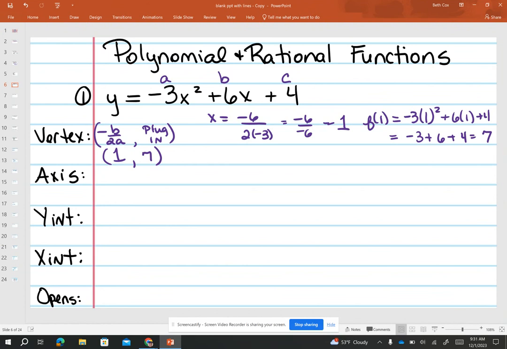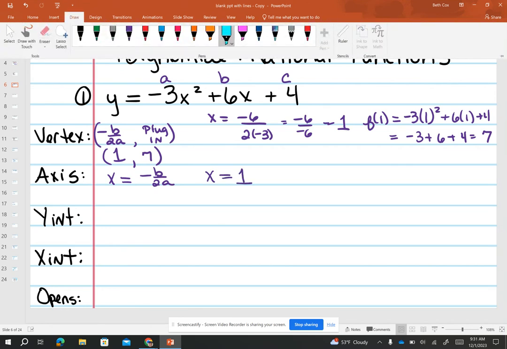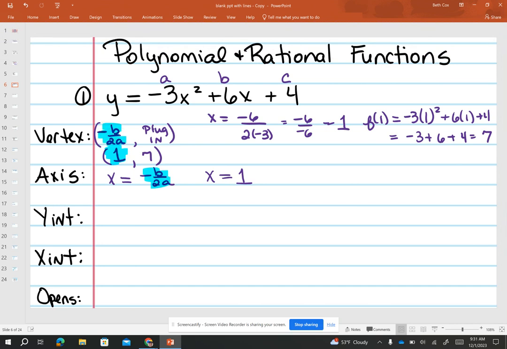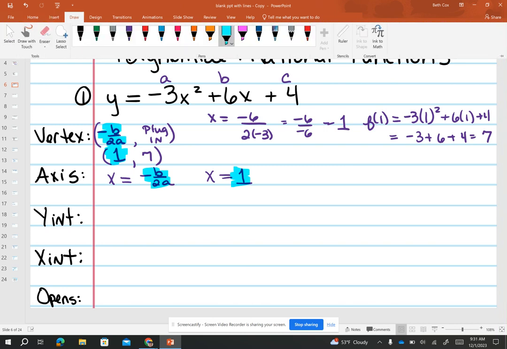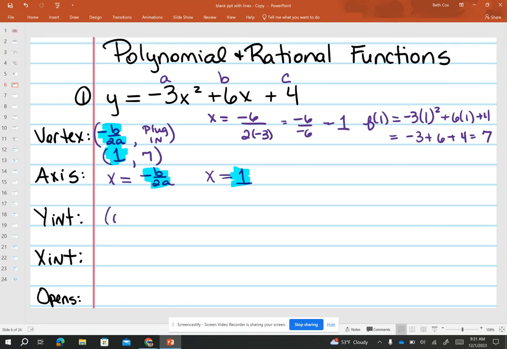Next, it asks for the axis of symmetry. The axis of symmetry formula is given as x equals negative b over 2a. Well, we just did that. So the answer to the axis of symmetry is x equals 1 because we just did that. This number is the same. Then we're going to do the y-intercept. The formula for the y-intercept is (0, c). We know c is 4, so the answer here is (0, 4).